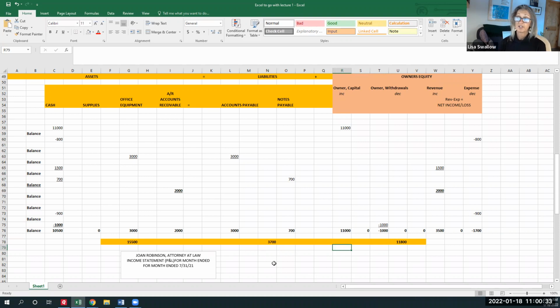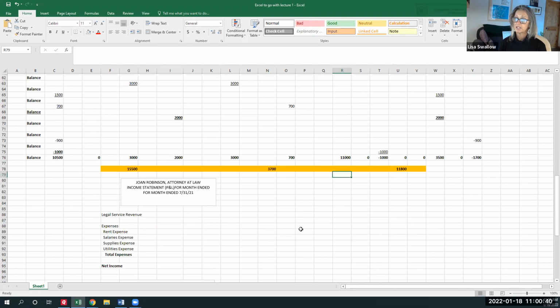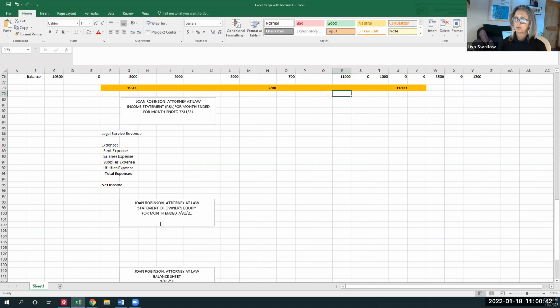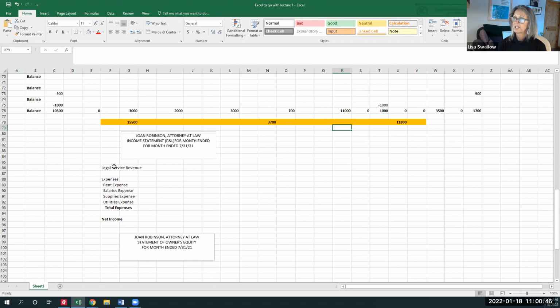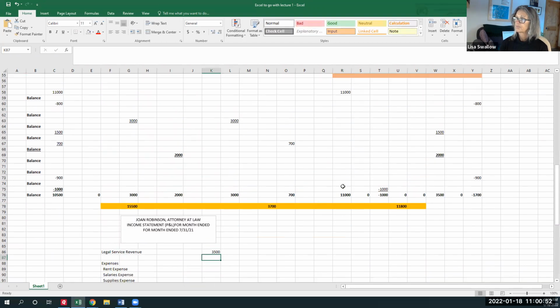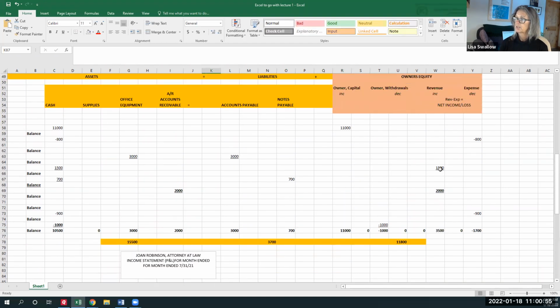Now we're going to do our financial statements. To review, you have to do them in the following order: income statement, statement of owner's equity, and balance sheet. So my legal service revenue was $3,500. I got that from here. Some of it I got in cash, some of it on accounts receivable.